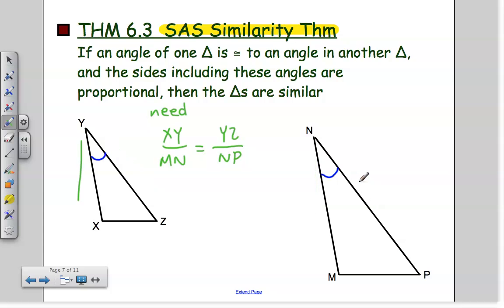So we need the angle to be congruent, we need the sides around it to be proportional, or in the same ratio. I'll just highlight these sides. And then we can use the side-angle-side similarity theorem.